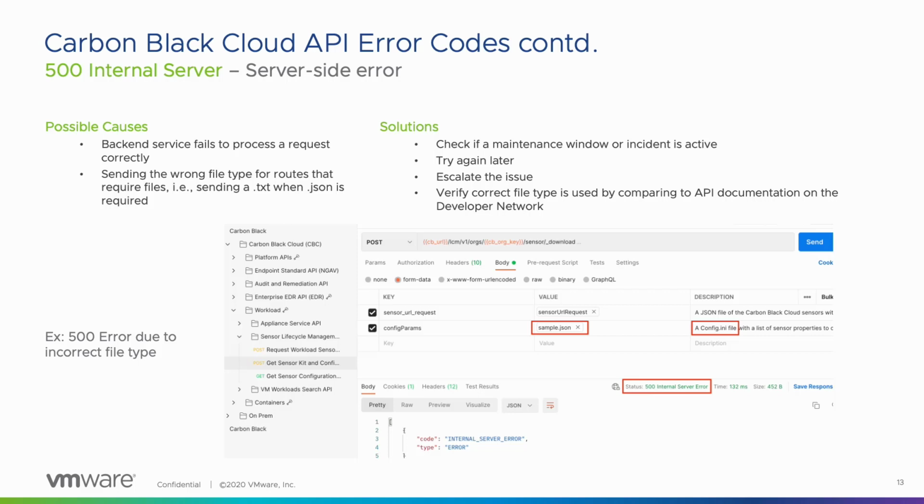Potential solutions for this error type include checking if a maintenance window or incident is active, escalating the issue, trying again later, and verifying the correct file type is used for applicable routes. The example shown here is caused by an incorrect file type.